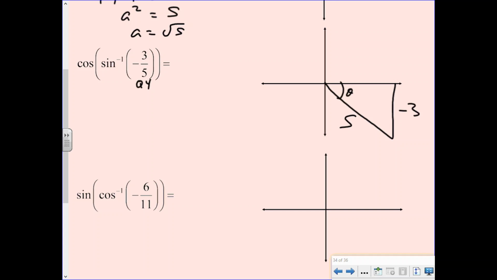We can do the Pythagorean theorem here. I can tell you just right off the top, I recognize this is a 3, 4, 5 triangle. So my adjacent side here would be +4. If you need to do the Pythagorean theorem there, by all means you can. And then the cosine of that angle, adjacent over hypotenuse, will be +4/5.